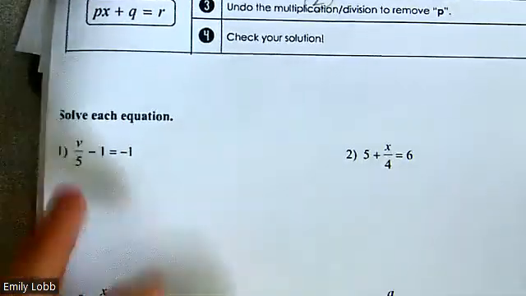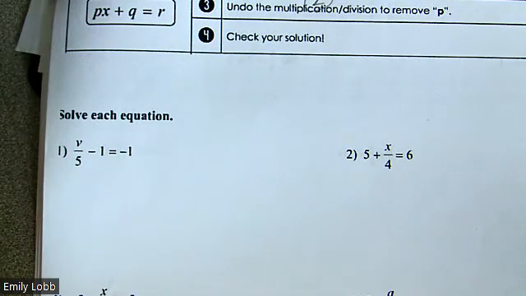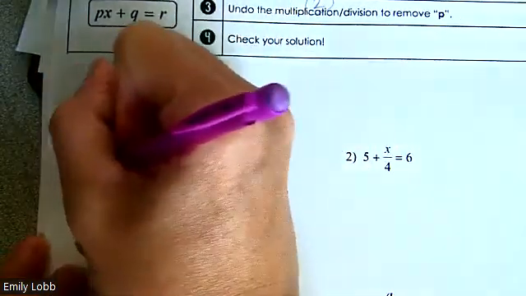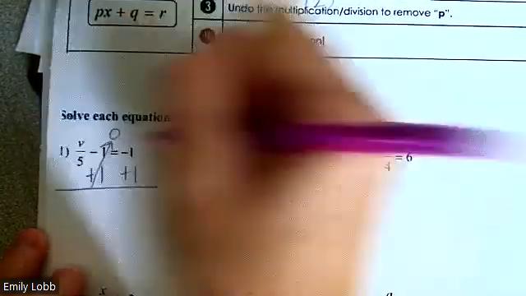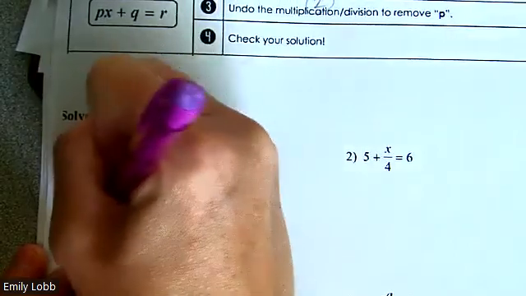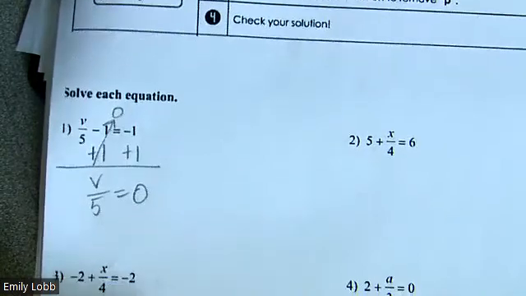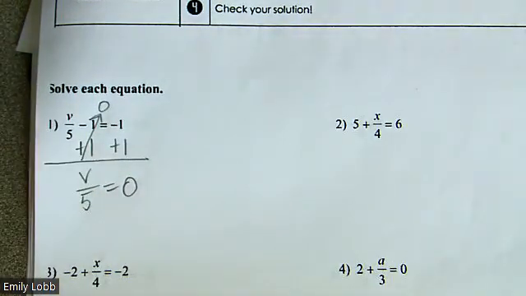How do I get rid of my negative 1? Add 1. I'm adding 1 because negative 1 plus 1 is 0. This becomes 0. How do I get rid of, well, what does that fraction bar mean? What's being done to v? I'm dividing by 5. How do I get rid of division by 5? I would multiply by 5. Very good. So that's how these are a little bit different.